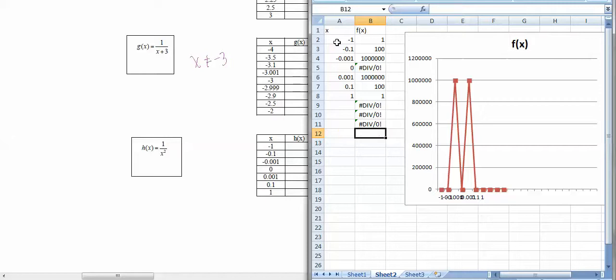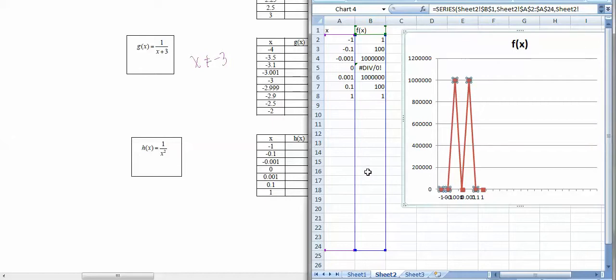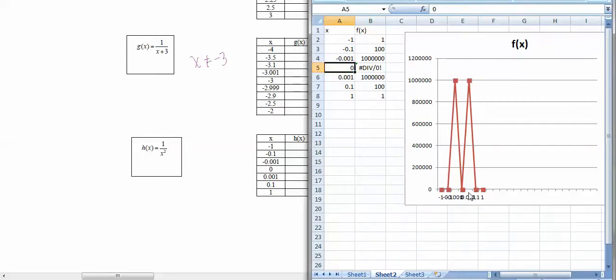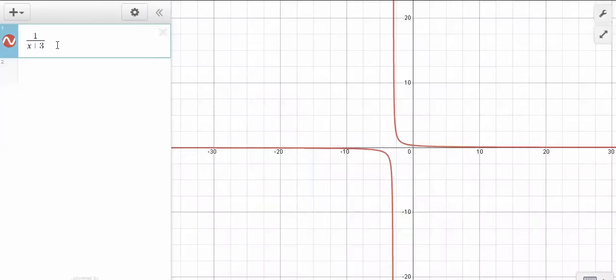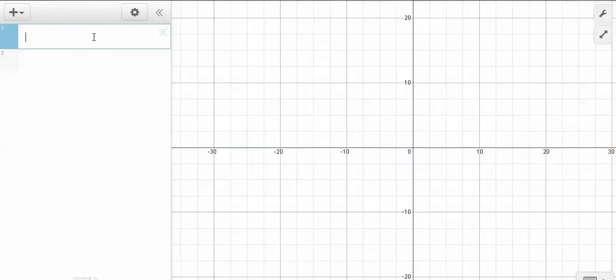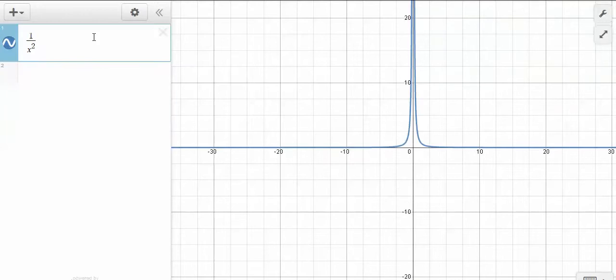Interesting. This is an interesting graph. It looks like an M. But remember, this value right here, 0, 0, I don't know why the graph plots it as 0, 0, because it doesn't actually go down, or that doesn't exist. Let's take a look at what Desmos gives us. I'm going to erase this and go 1 divided by x squared. Alright, take a look at that one.